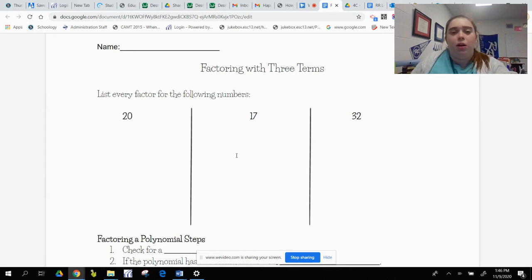Yesterday we talked about factoring with two terms, so factoring binomials. Today we'll be looking at factoring with three terms. So that is factoring with trinomials.